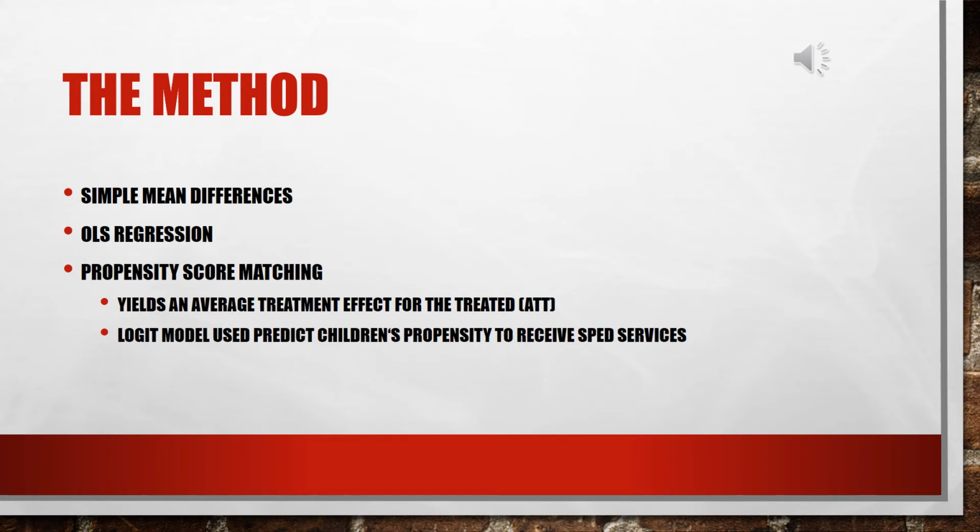As previously stated, propensity score matching was used to allow for contrast of the learning and behavior of children who did and did not receive special education services, but who had the same or nearly the same probability of receiving such services. Propensity score matching yields an average treatment effect for the treated, abbreviated ATT, which is considered a better indicator of whether to continue policies or programs that target a specific group of interest than the population-wide average treatment effect obtained using OLS regression methods. The Logit model was also used to predict children's propensity to receive special education services.